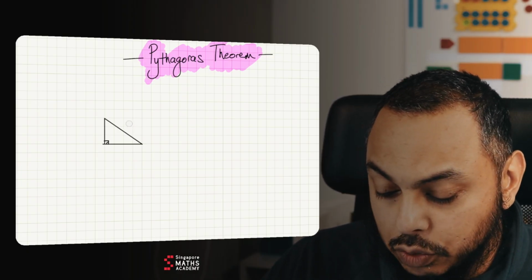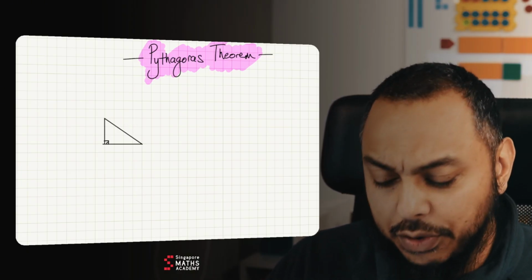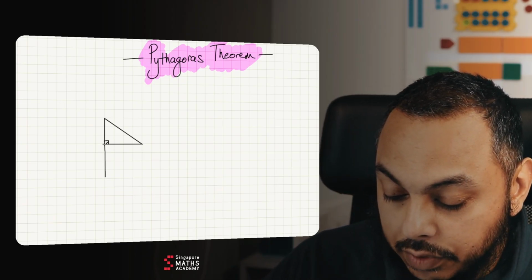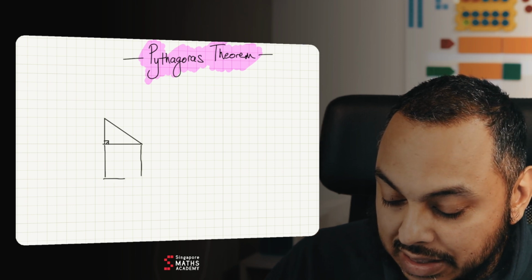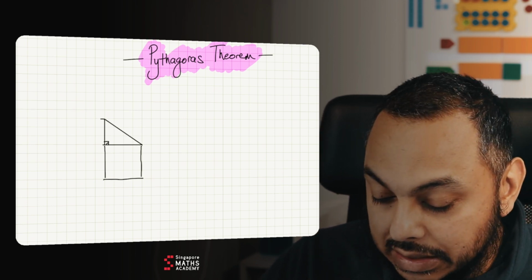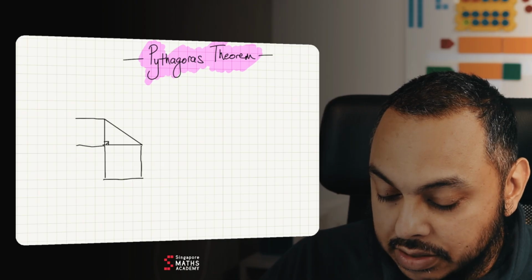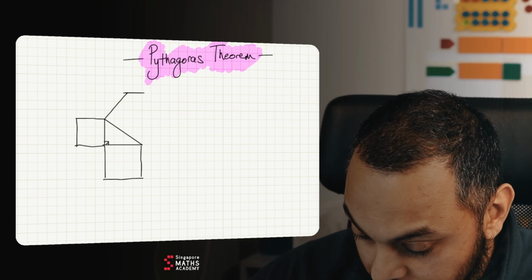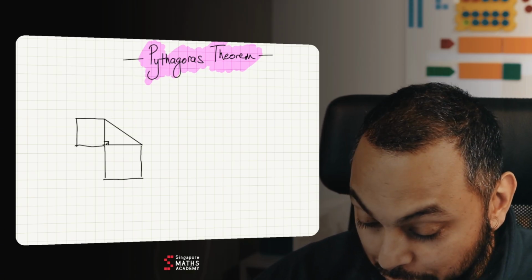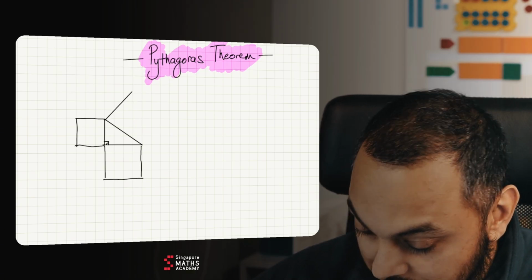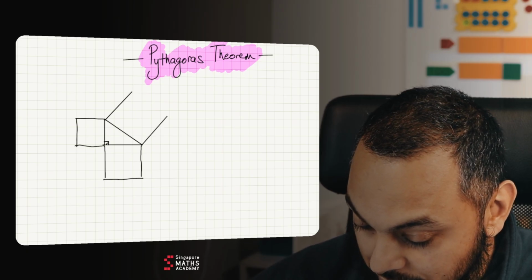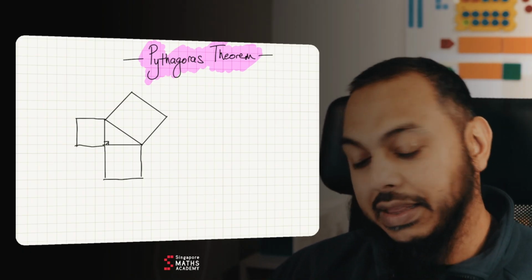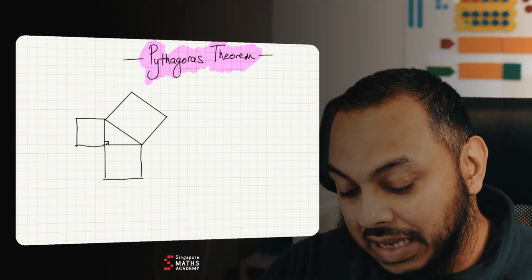So what does the actual statement, the theorem, say? It talks about the area of this square and the area of this square here, and it links it to the area of this square, though it might not look like a perfect square here. Okay, here we are, something like that. So it states that there's a link between them.